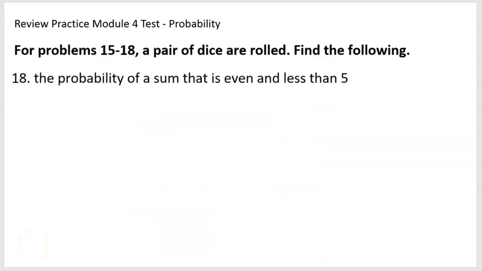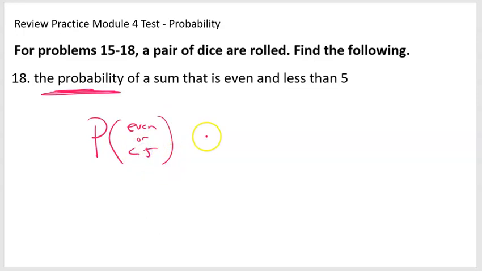Alright, for this problem 18, they want the probability this time. Notice it's not the odds, it's the probability of the sum that is even and less than 5. Now when you do probability, let's use proper notation. The sum is even or less than 5. Now we could just go count those. How many total do we have? 36. We know there's 36.